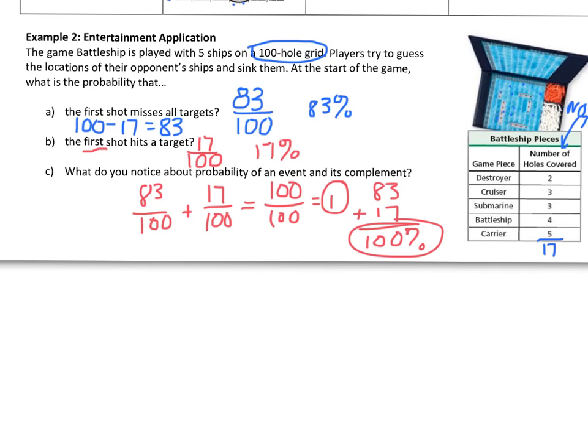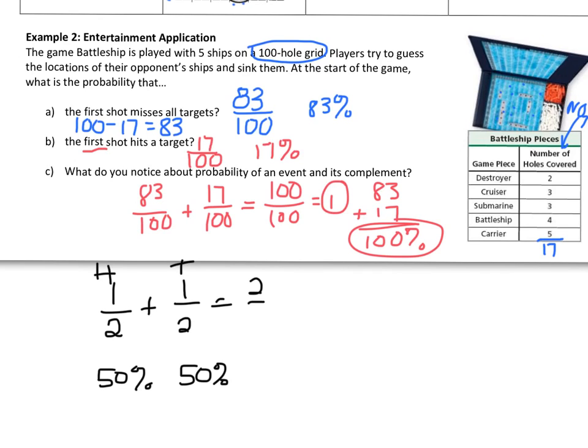Just like if we think about heads and tails. You have a 1/2 or 50% chance of getting a coin to land on heads, and a 1/2 or 50% chance of getting a coin to land on tails. And when you put them together, it equals 2 over 2, or 1, or 100%, because there's nothing else that could possibly happen.